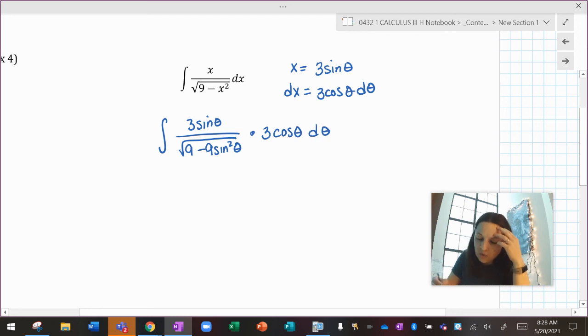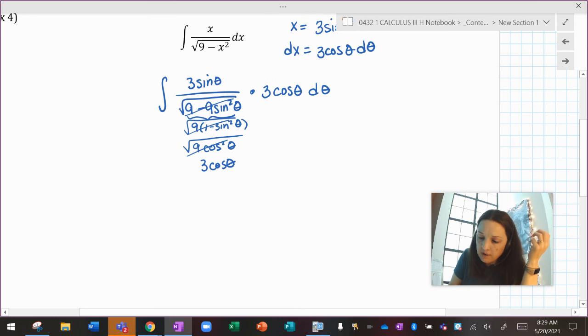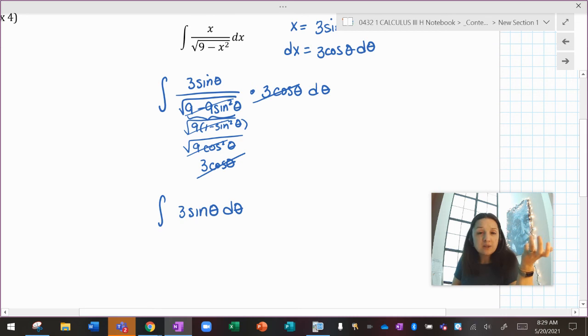Okay. And so let's see, 9 minus 9 sine squared is the same as 9 times 1 minus sine squared, which is the same as 9 cosine squared. And the square root of 9 cosine squared is 3 cosine theta. Okay, so my denominator becomes 3 cosine theta. Ooh, and 3 cosine theta on the bottom cancels with the 3 cosine theta over there. So this is the integral of 3 sine theta d theta. The antiderivative of sine theta is negative cosine theta.